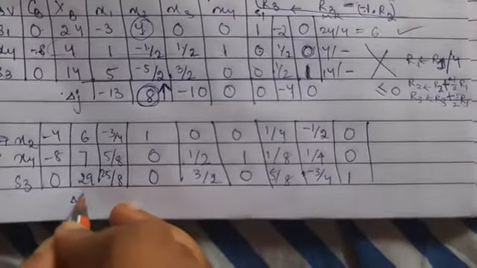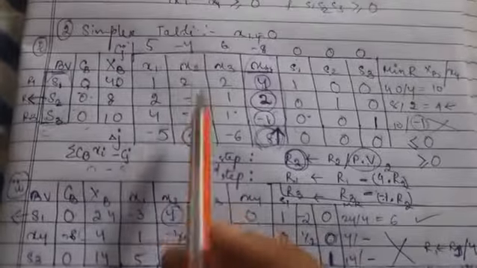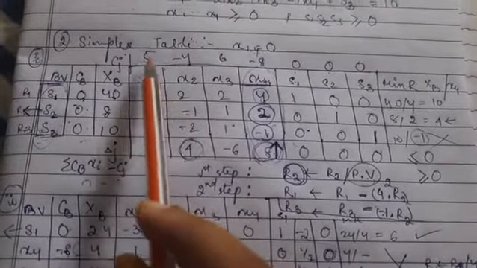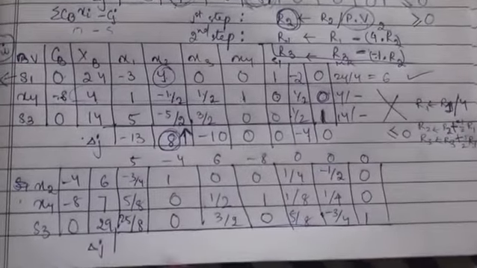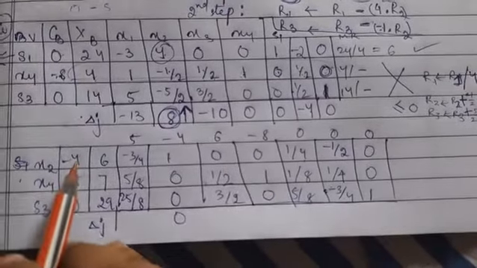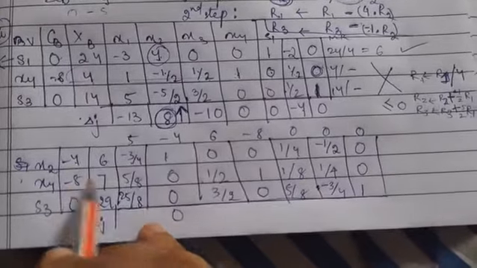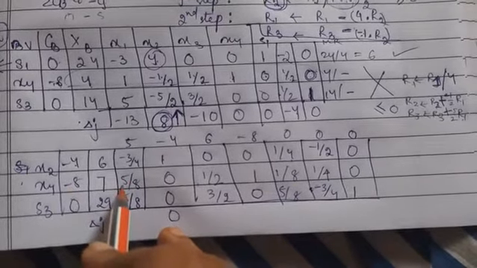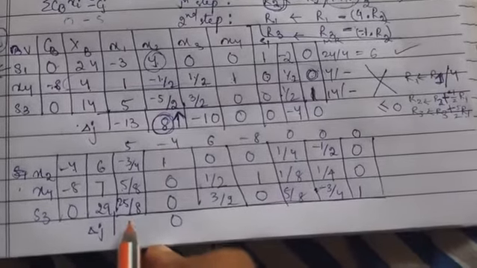Now I'll find the value of del j. Let me again write the coefficients. 5 minus 4, 6 minus 8, 0, 0, 0. So here it is minus 4 minus minus 4, 0. Here it is minus 3, 5. Minus 5 is minus 7.